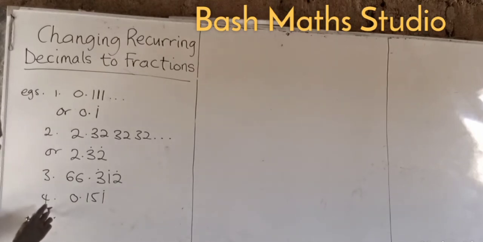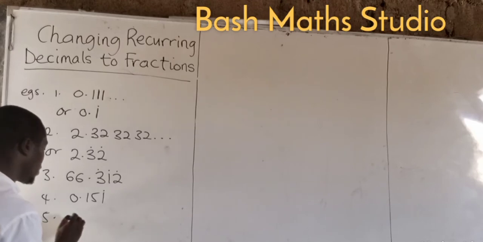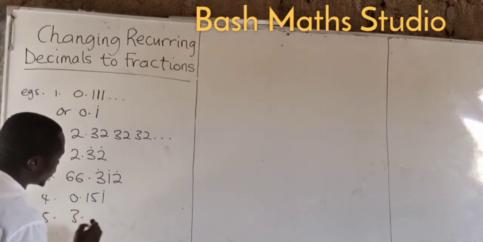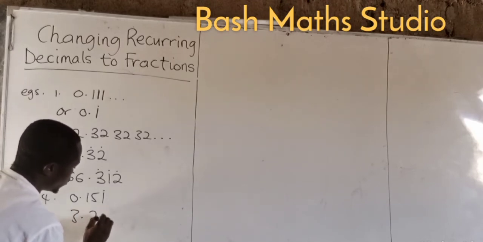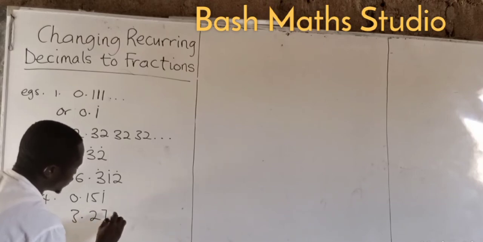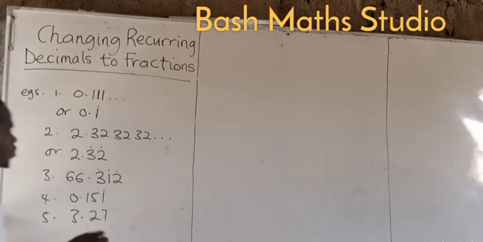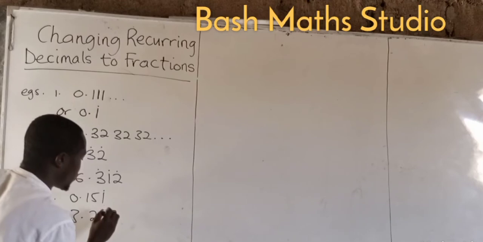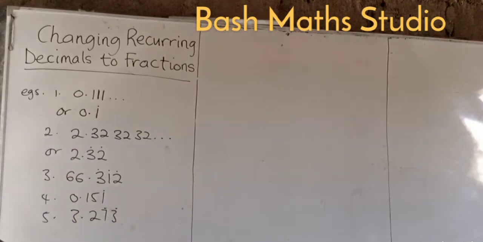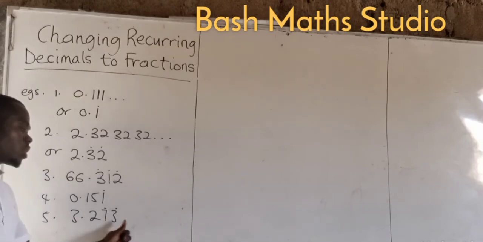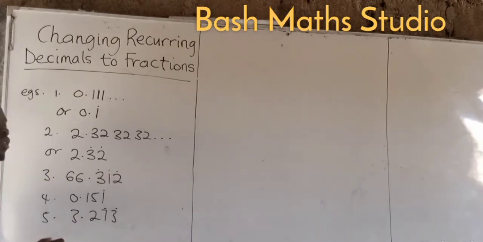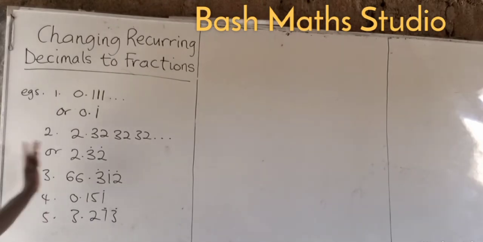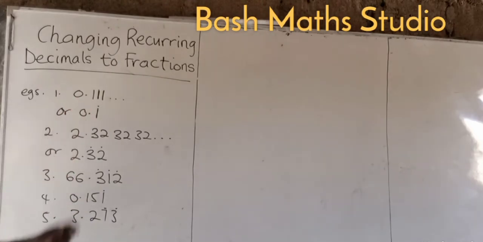So another example, in fact, you may have a few. Let's say you have 3.27, where these two are repeating. So you have 3.27 repeating. So these are all a few examples of repeating or recurring decimals.